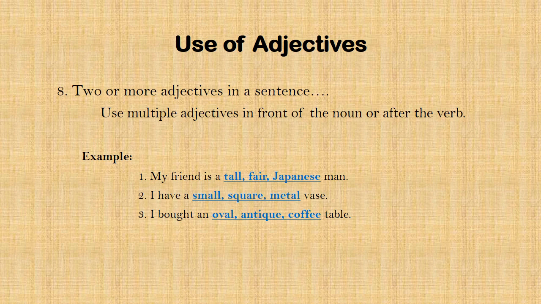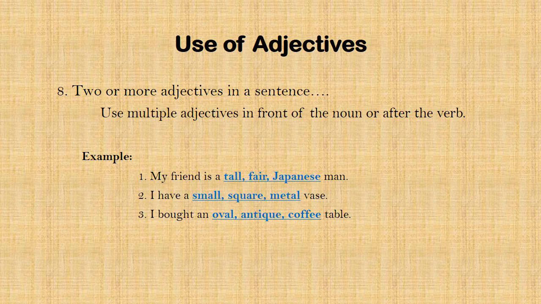Here, the word tall refers to the size of the man, the word fair refers to the color of the man, and the word Japanese refers to the origin of the man. We can explain the second and third examples in the same way.